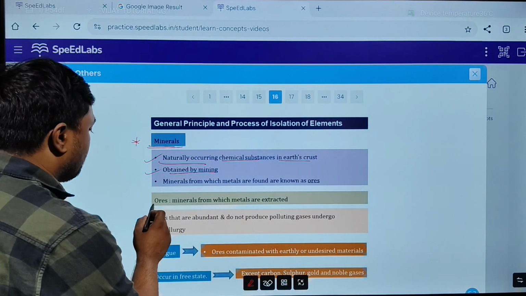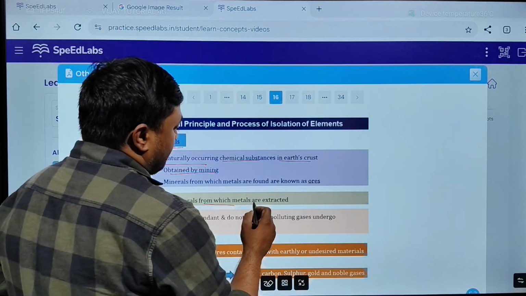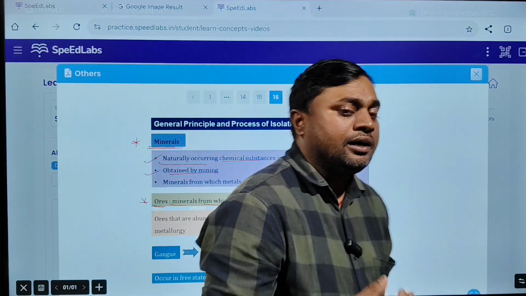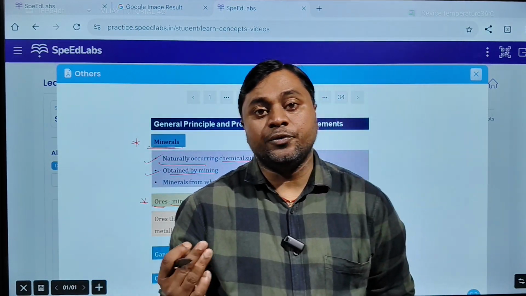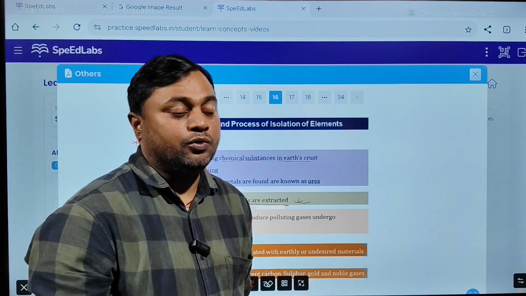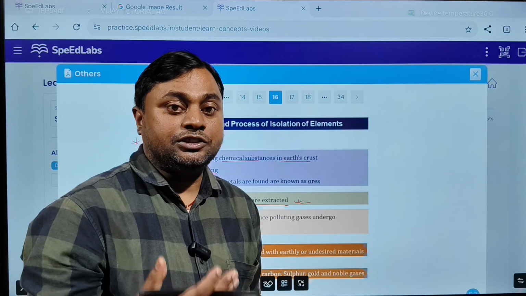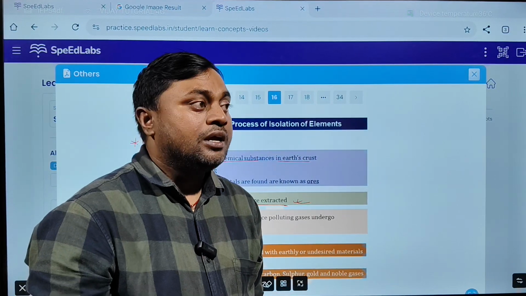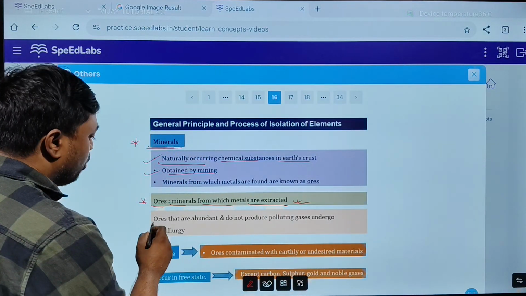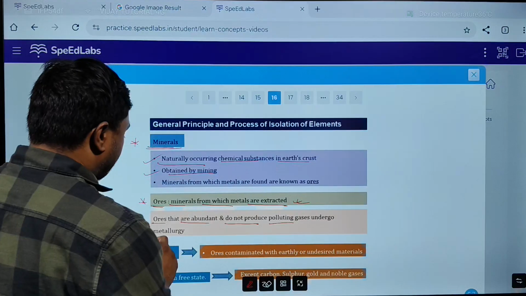Let's talk about ore, the next important topic. Minerals from which metals are extracted are called ore. How do we define an ore? An ore is a mineral from which metal can be extracted economically or conveniently. For example, iron ore, which is hematite; bauxite, which is an ore of aluminium; and copper pyrite, an ore of copper. Ores that are abundant and do not produce polluting gases undergo metallurgy.